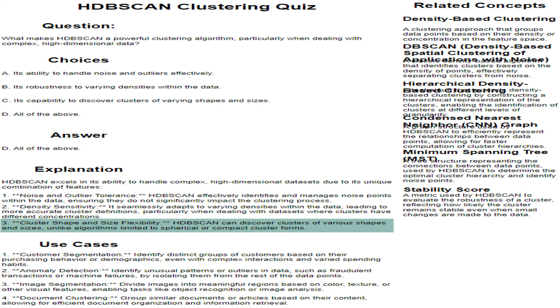Correct. Given that options A, B, and C are all correct, the statement D, all of the above, is the most accurate answer. HDBSCAN's strengths lie in its ability to handle noise, adapt to density variations, and discover clusters of diverse shapes and sizes, making it a powerful tool for complex data analysis.